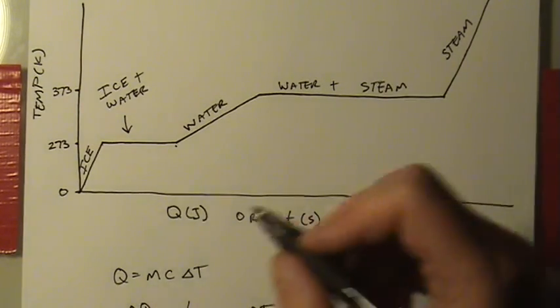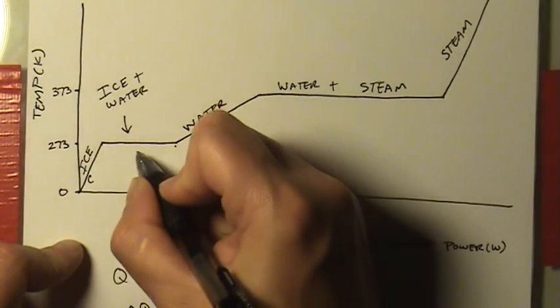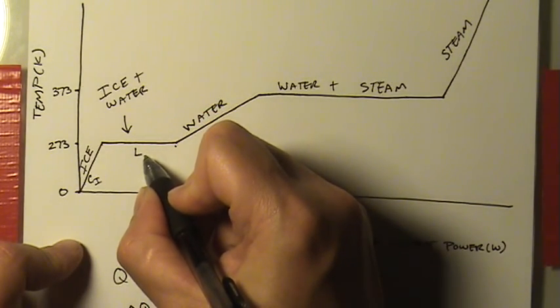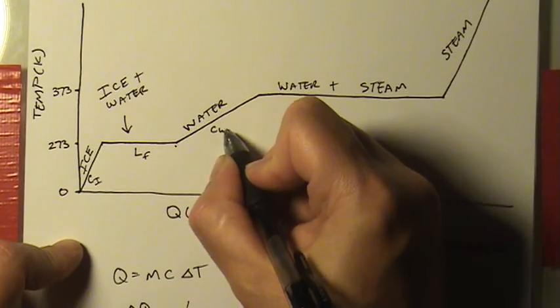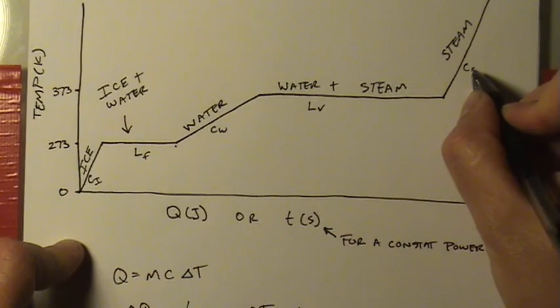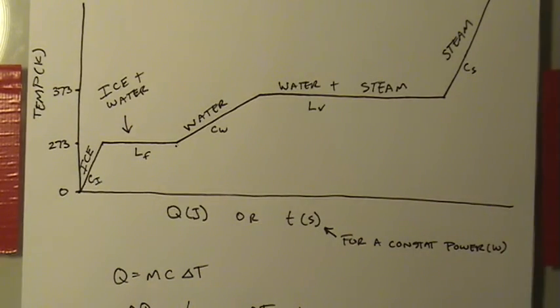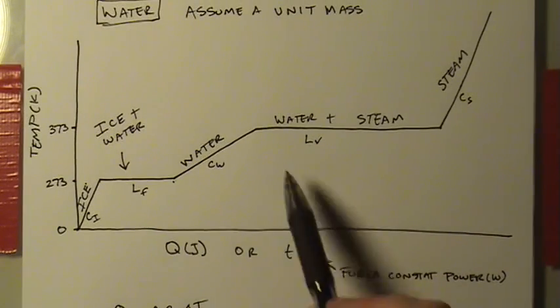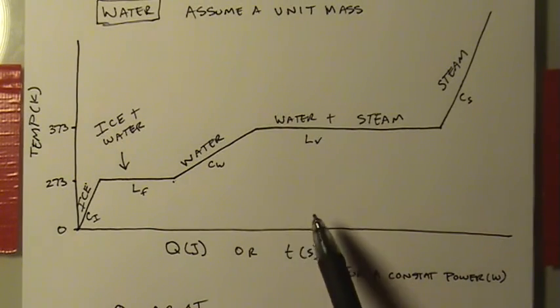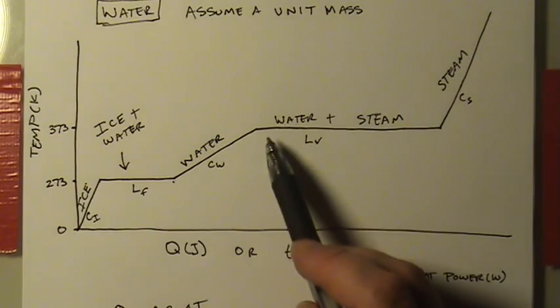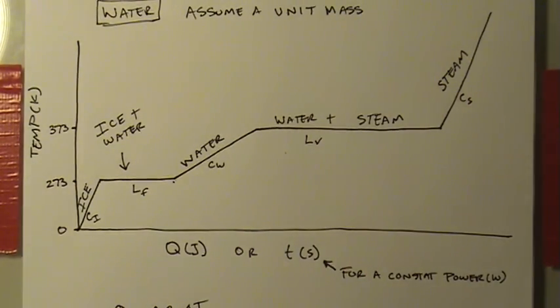So you can see the C here is Ci. This is the latent heat of fusion. Then we have C for water, latent heat of vaporization, and the C for steam. You can kind of see why the latent heats are considered to be hidden heats, because again, on this graph, you're pumping energy in, but there's no obvious change in the temperature of the substance. So this is partially why the latent heats are referred to as latent heats, because they're kind of a hidden energy.